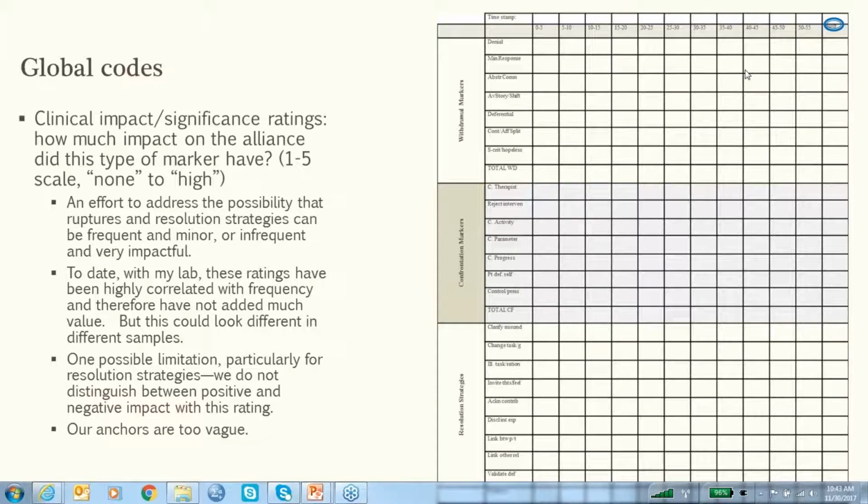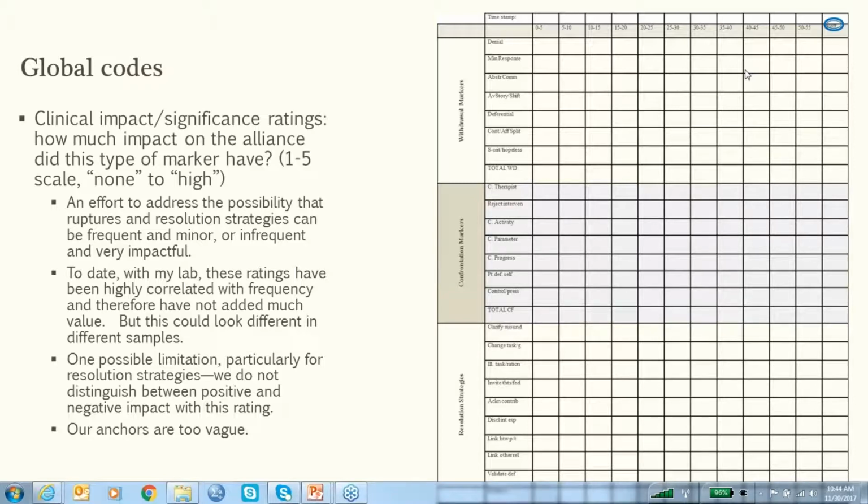To date, with the material that my students and I have coded, we found that these significance ratings are highly correlated with the frequency, with how often things popped up in the 5-minute segments. So for our data, it hasn't seemed to add a lot, but I've talked with other research groups using this measure, and other people think it may be really important depending on the type of patient or the type of treatment. So we'll see. I'd be interested to know other people's experience using this.